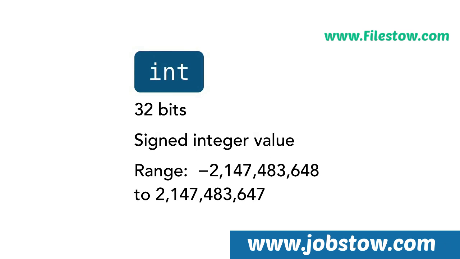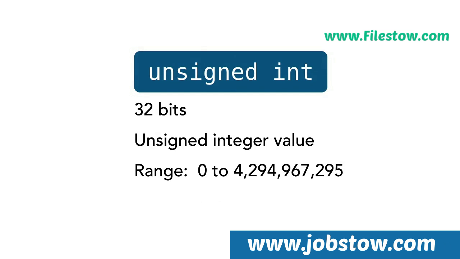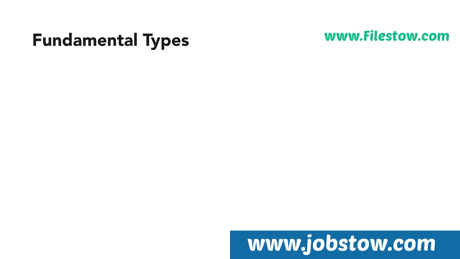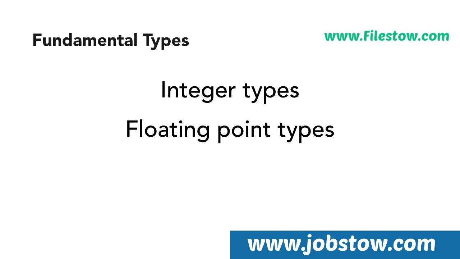For example, the int type means a natural machine size, signed integer value. And unsigned int means the same size integer with no bit reserved for sign. Fundamental types for C++ include integer types for representing integer numerical values, floating point types for representing real numerical values, and a Boolean type for representing true and false values. C++ also provides literal values for true and false.